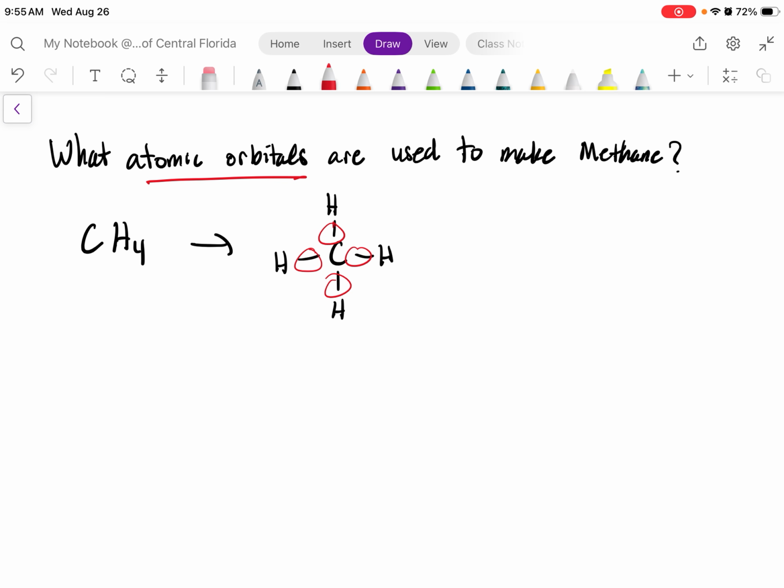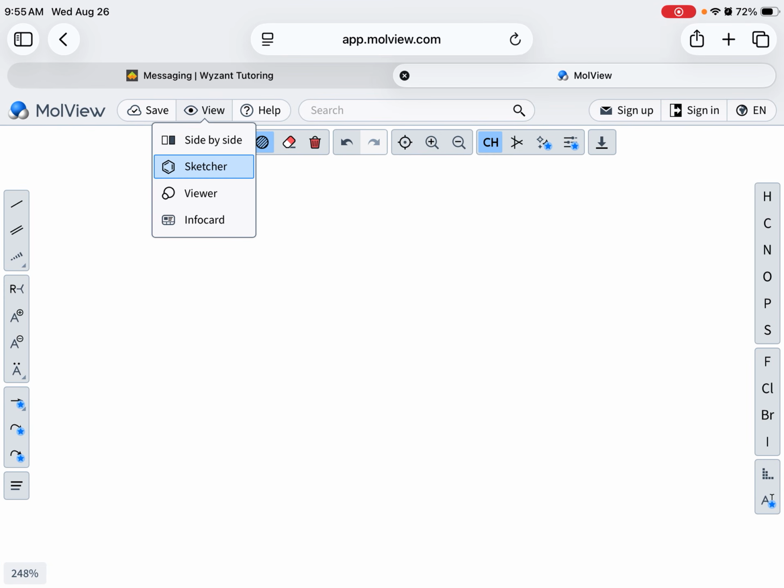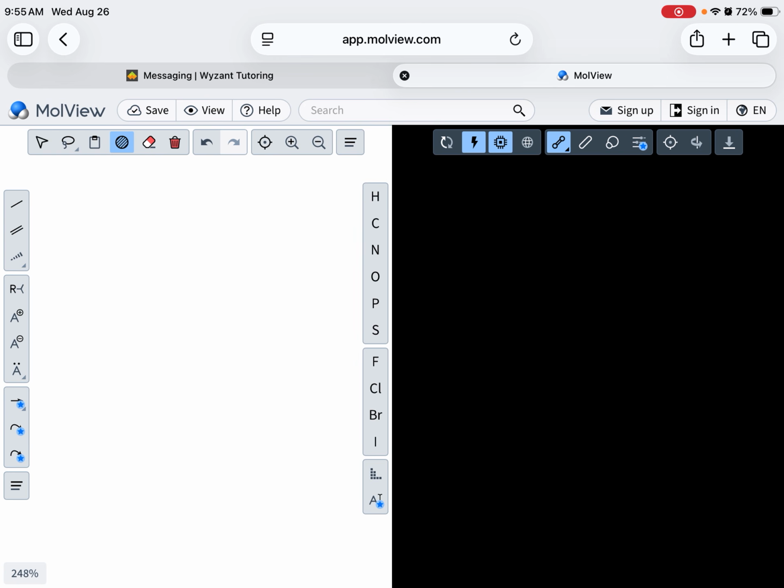And in order to do that, you need to understand hybridization states. But before we jump into that, I want you guys to gain an appreciation of the molecular geometry of methane. Okay. And so I'm going to draw methane in this program here. And so we have a carbon, and the way I drew the Lewis structure is I went like this. I drew that molecule there.